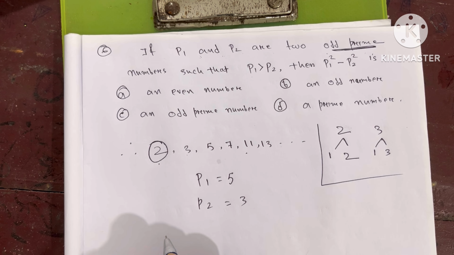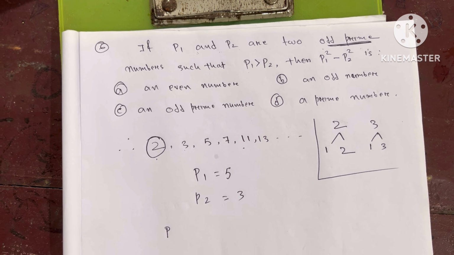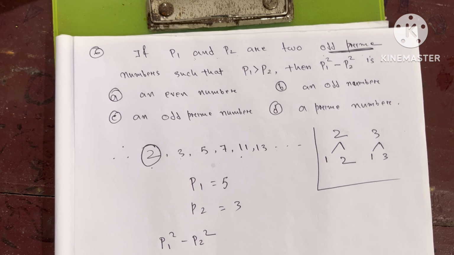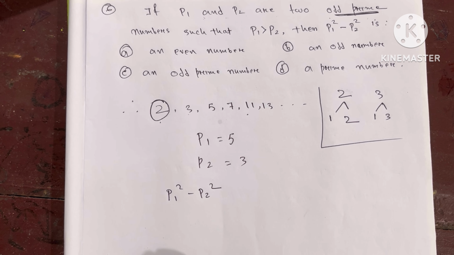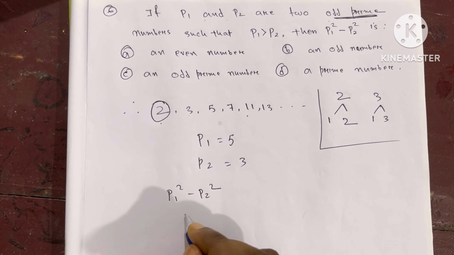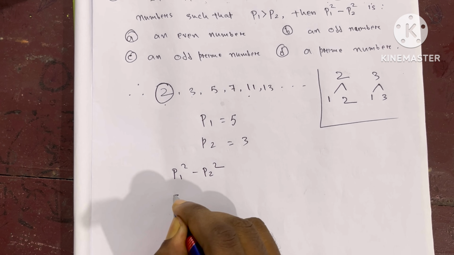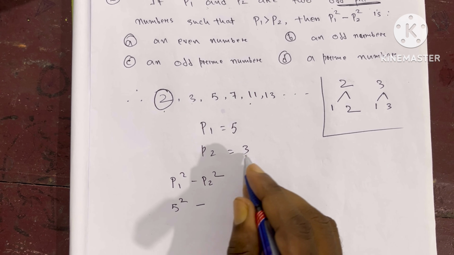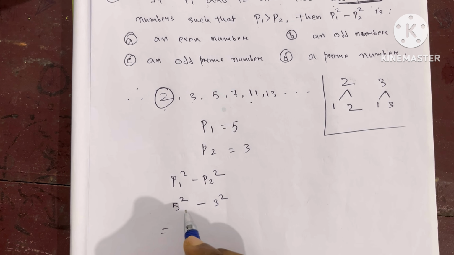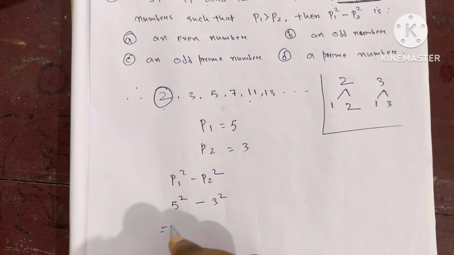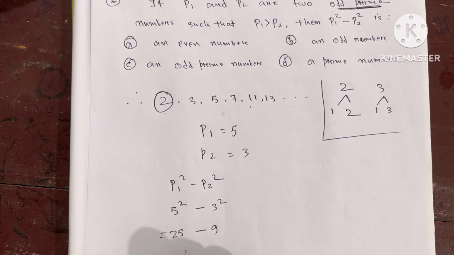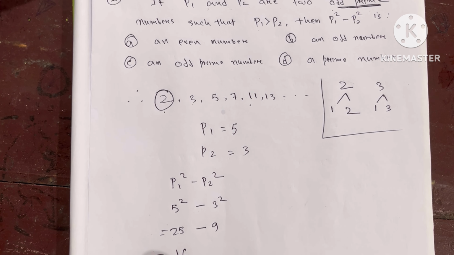If you find P1 square minus P2 square, what answer will come? Write the value of P1 square: P1 is equal to 5 square, and P2 I consider 3, so 3 square. If you find the value, 5 square is 5 into 5, 25, and 3 square is 3 into 3, 9. If you subtract them, what answer will come? 16.